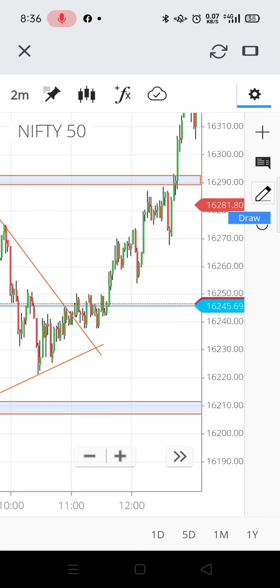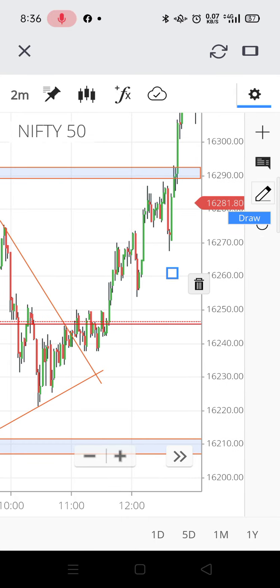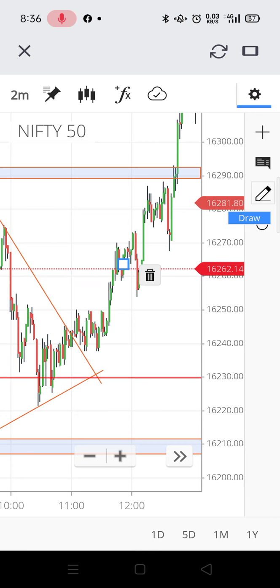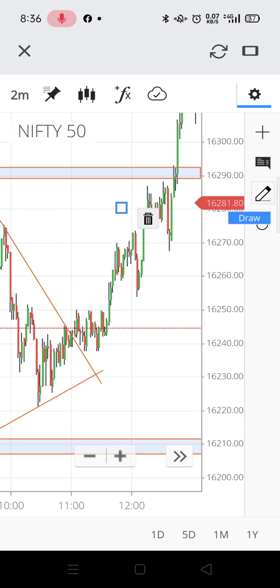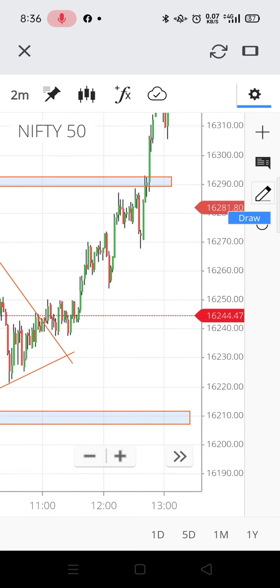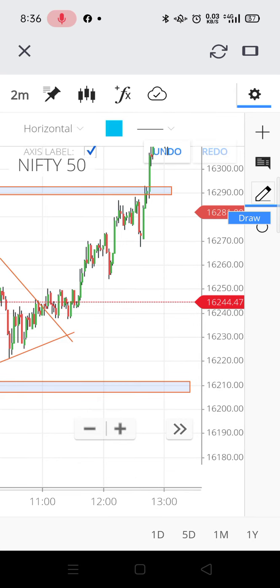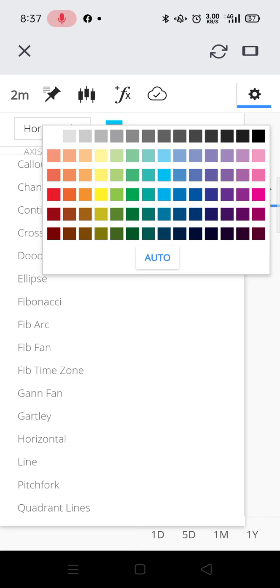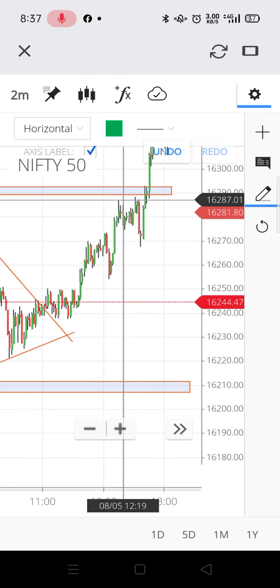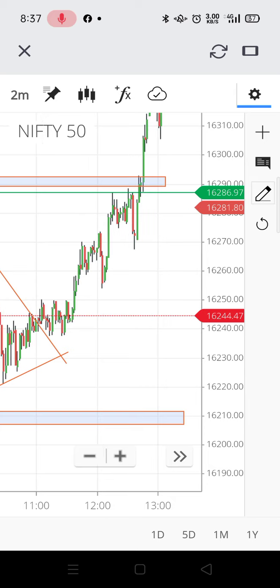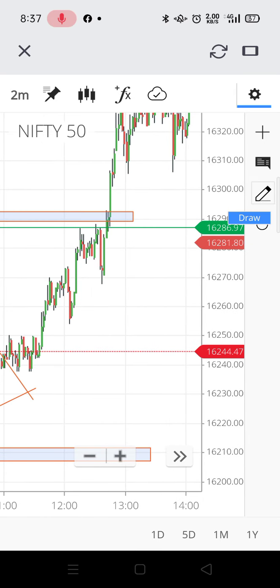Okay, let me remove the blue line that represents my entry. I will remove it. Now you will see this. Just give me a moment. So my stop loss was at my break-even point, which is 16,246. Then I booked my 50% of profit here. So I will mark this in green, close to this point. The line marked in green represents the area where I booked my 50% of profit. That means I just exited 50% of my position.